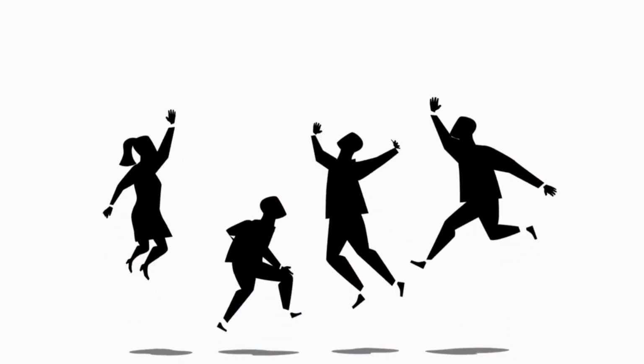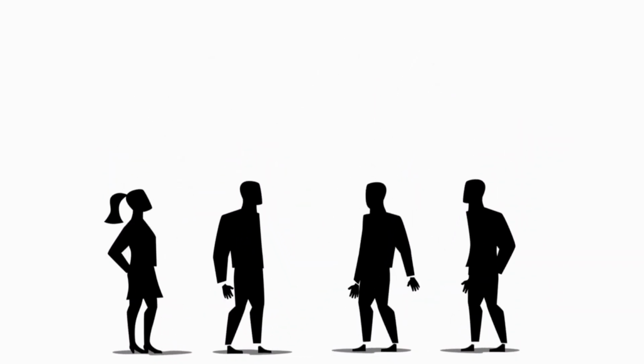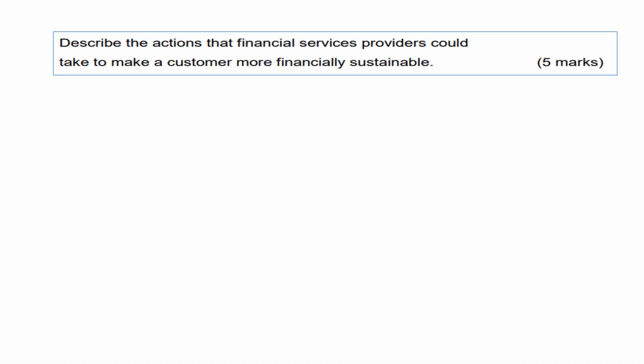Let's take a look at an example of a sustainability 5 mark question. On to an example of a describe type question, and this is a Unit 3 type question. Describe the actions that financial services providers could take to make a customer more financially sustainable, 5 marks.